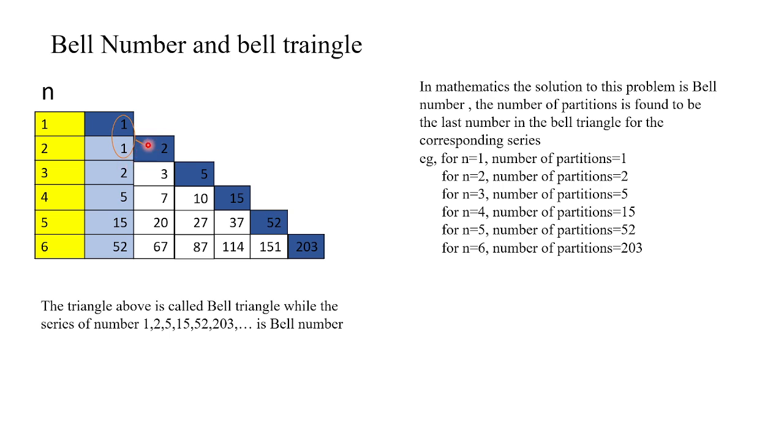To obtain the next number, we add the two previous numbers: the cell to its left and the cell at the top left corner of it. Like here, 1 plus 1 is 2, 1 plus 2 is 3, 2 plus 3 is 5, 5 plus 10 is 15, and 2 plus 5 is 7. So here we have shown how all the numbers are coming.